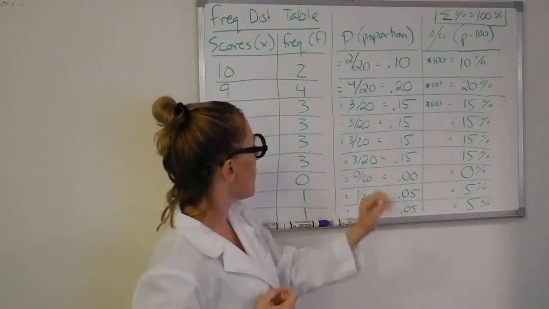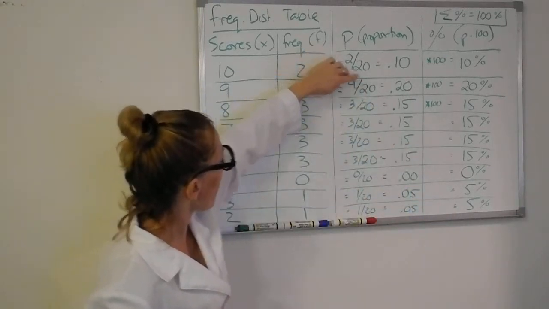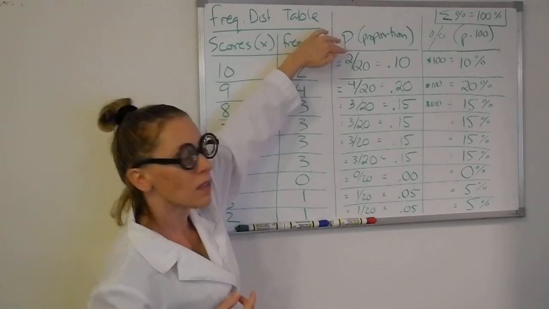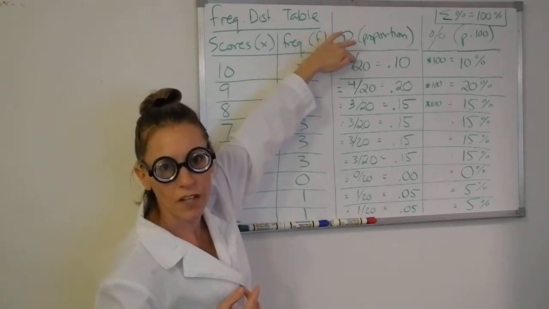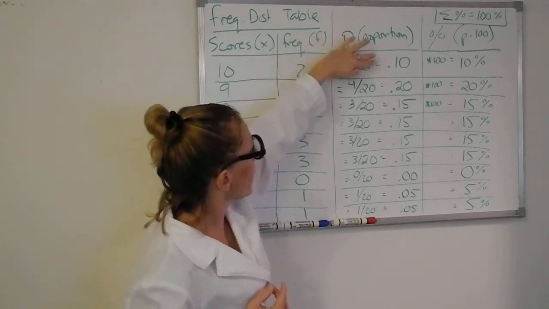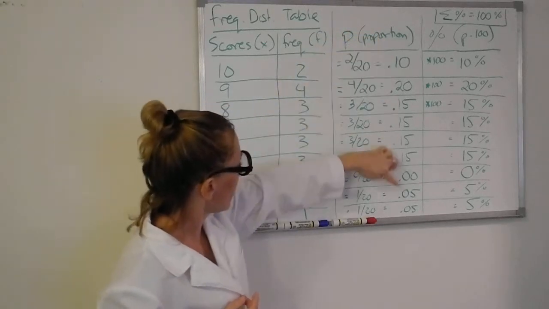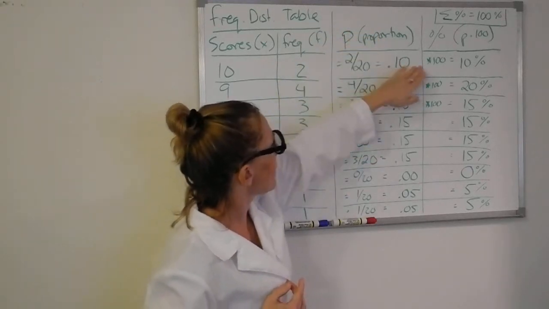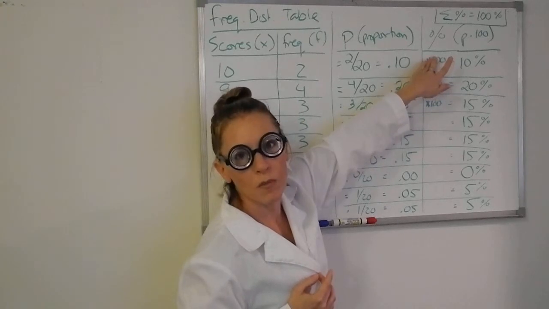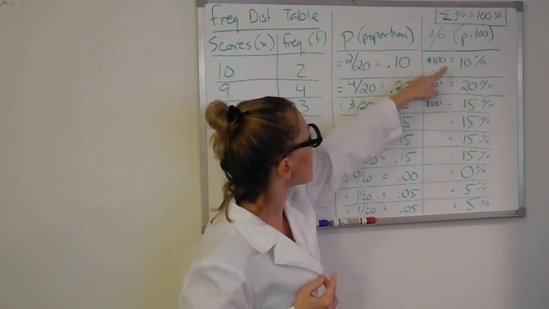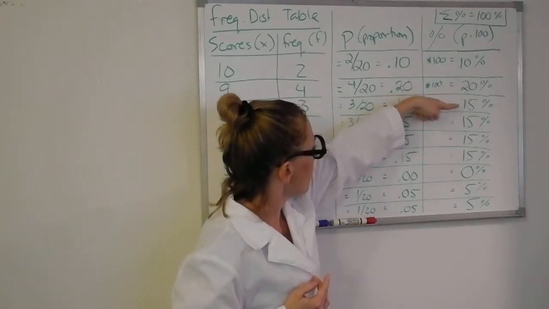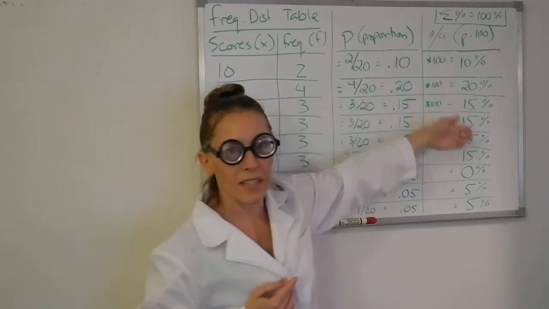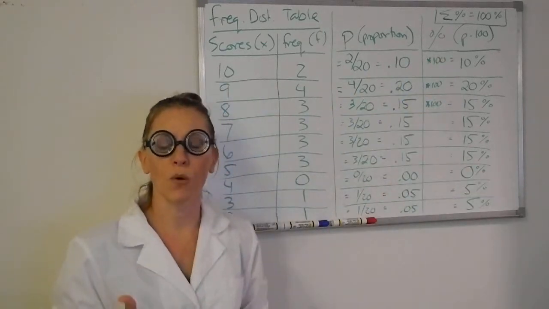So all I did there was to take the relative frequency, the number of scores divided by the total number of scores, and get my proportion, and then to get the percent, you just multiply by 100, move that decimal place over 2 places: 10%, 20%, 15, 15, 15, 15. And when you add these all up, they should add to 100%.